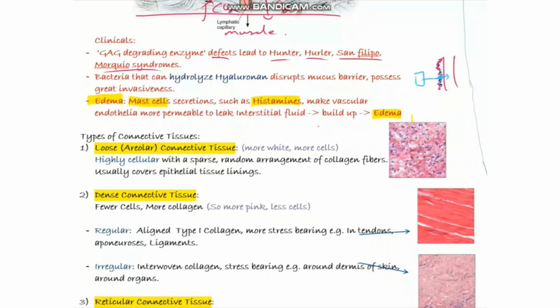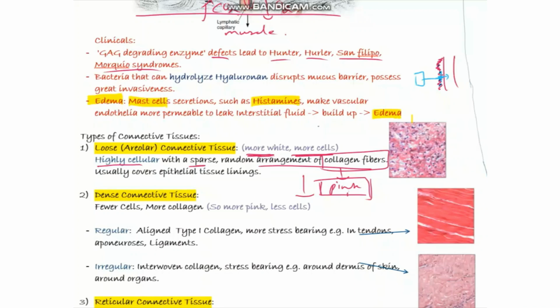So first up, we have the loose or areolar connective tissue. So number 1, we have the loose areolar connective tissue. This tissue is highly cellular, right? Highly cellular would mean that it has a sparse random arrangement of collagen, which means it has less collagen and more cells. Collagen, as we learned, is stained pink, right? And the lesser the collagen, the lesser the pinkish nature, so it would be more white and it would have more cells.